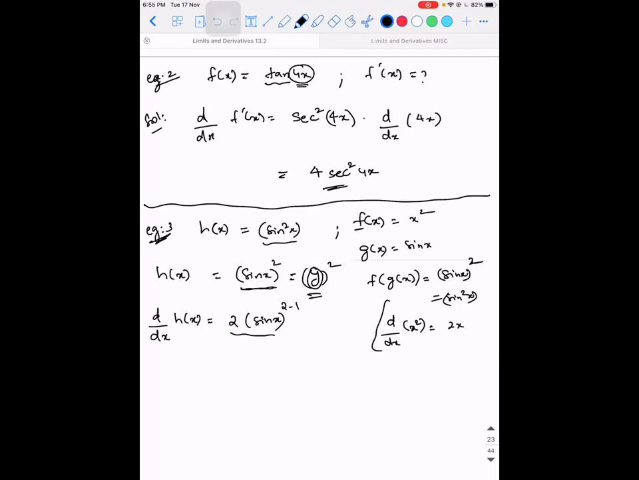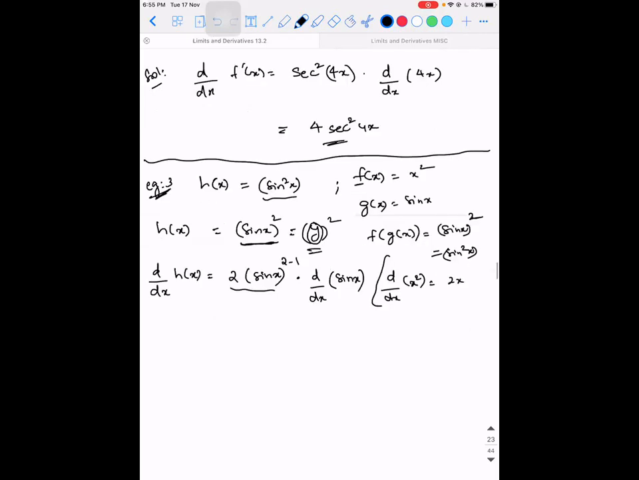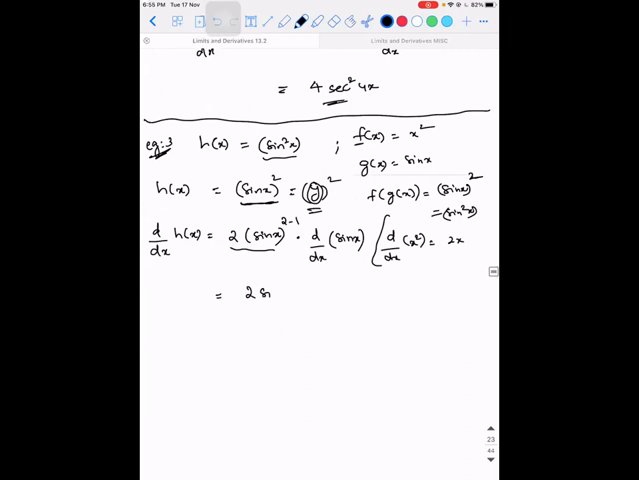But since the inside function is not x, I need to differentiate the function which is inside it, that is the derivative of sin x. So what will the answer be? 2 sin x into derivative of sin x, which is cos x. The answer will be sin 2x. You will slowly understand. Don't worry. Write it down.